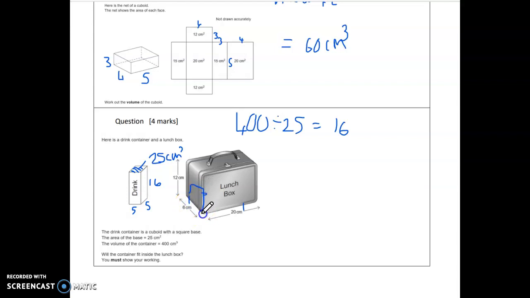So the question is, will it fit in this lunchbox? And I've tried to draw it on roughly where it would sit, but yes, it will. It'll fit in there. So you must show your working out. So the working out is basically here we've got a height of 16 and then a base length of 5 and then a width of 5. So 5 times 5 times 16 would give us that 400 centimeter cubed. So yes, it does.